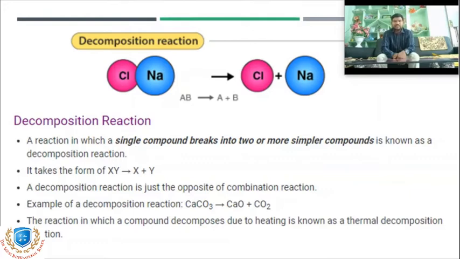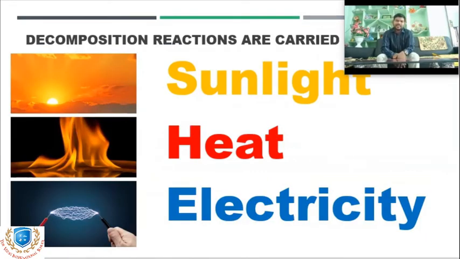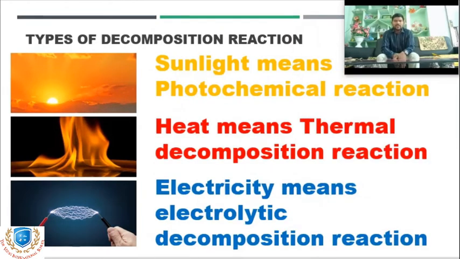Once again I am repeating the same definition. Those reactions in which one single compound splits up into its elements are called chemical decomposition reactions. These chemical decomposition reactions are carried out by sunlight, by heating, or by passing electricity. If carried out through sunlight, we call them photochemical reactions. If carried out by heating, we call them thermal decomposition reactions. If carried out by passing electricity, we call them electrolytic decomposition reactions.